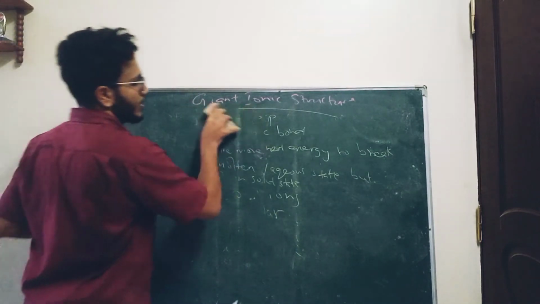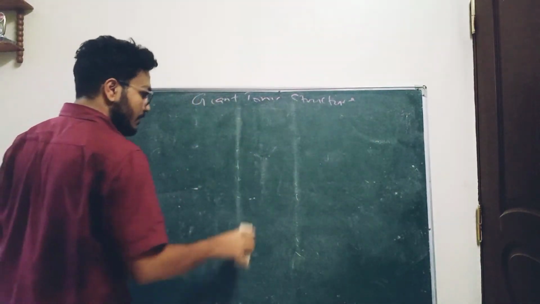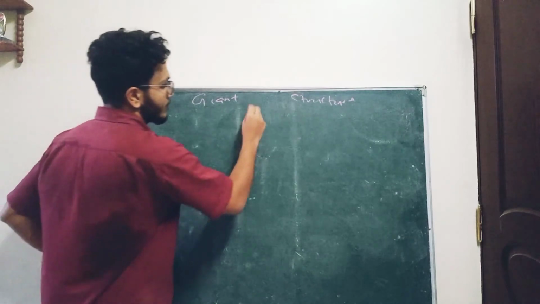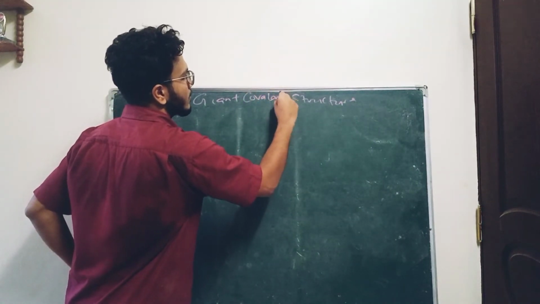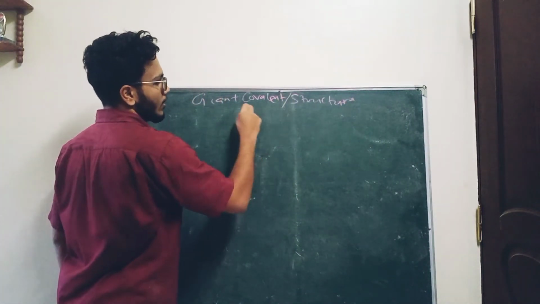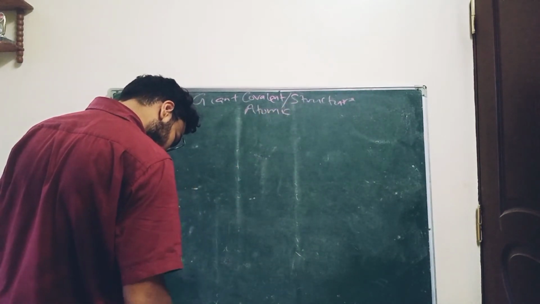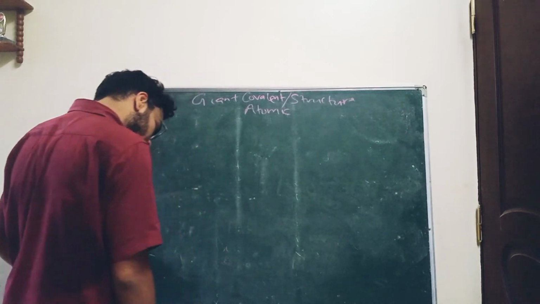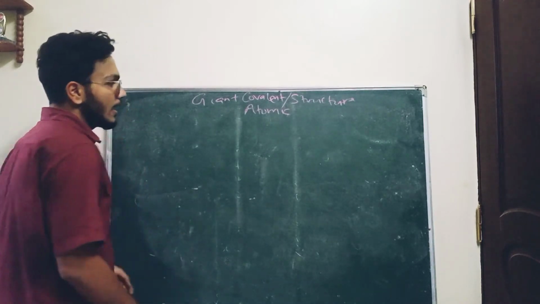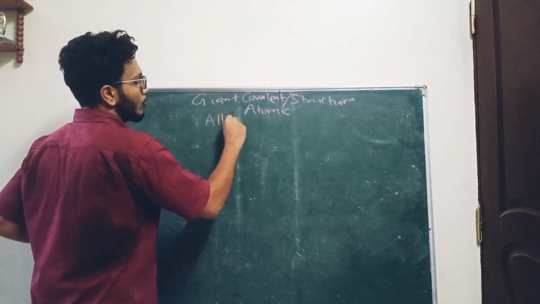Our last structure is the giant covalent structure, number 4. Also known as giant atomic structure, because it is covalent bonds between atoms. The giant covalent structure is formed by covalent bonding. Carbon forms two pure substances. So now we will look at allotropy. Under this giant covalent structure, we will look at a subtopic known as allotropy.